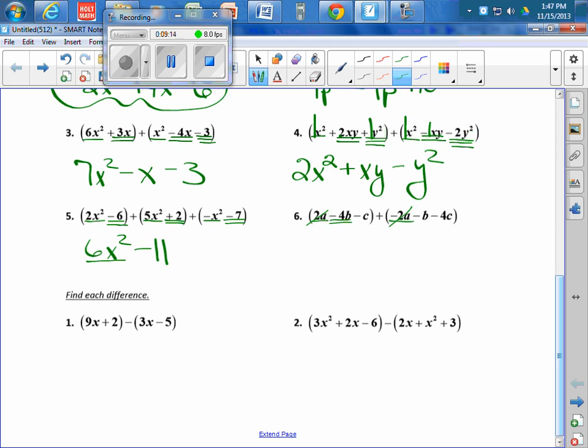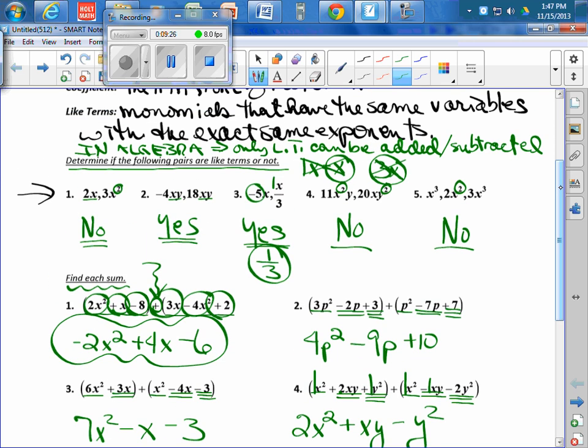Negative 4b minus 1b, negative 5b. Negative 1c minus 4c is negative 5c. And that's how you find the sum of any two polynomials.